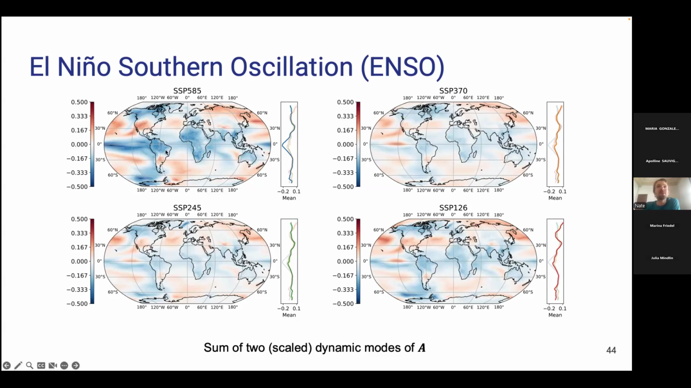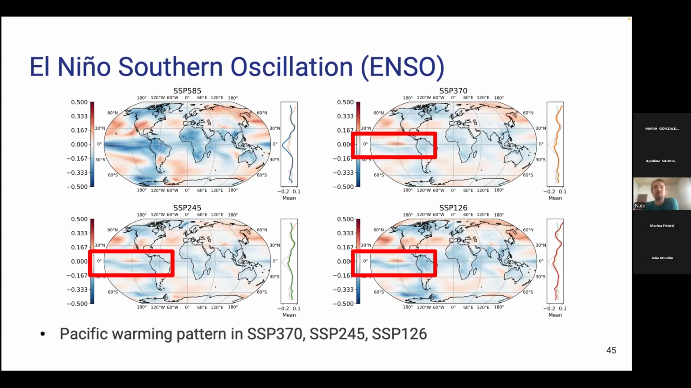So in this mode, I think this is the sum of two dynamic modes of our approximation of the matrix A. And these are associated with eigenvalues which indicate some oscillation over time. In addition, in this mode, you see this warming pattern in the Pacific off the coast of South America. And this is exactly this sort of El Niño type pattern in all climate scenarios, except for the highest forcing climate scenario, where you see something that looks more like cooling.